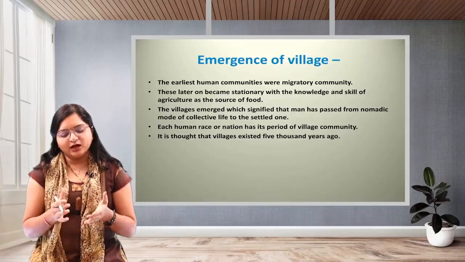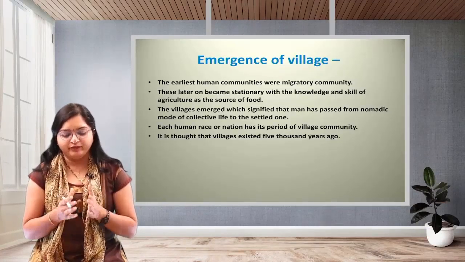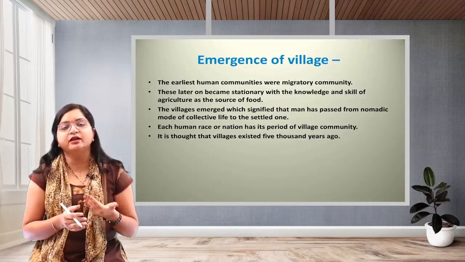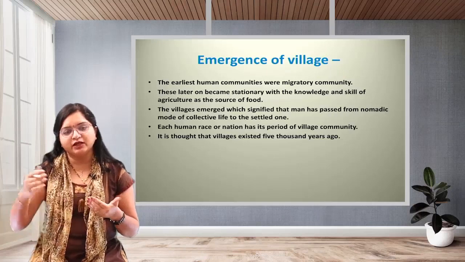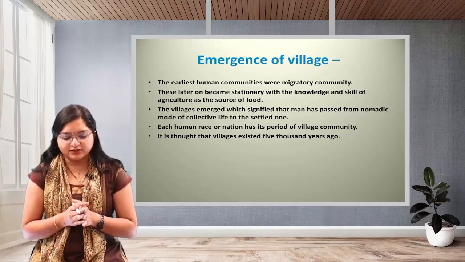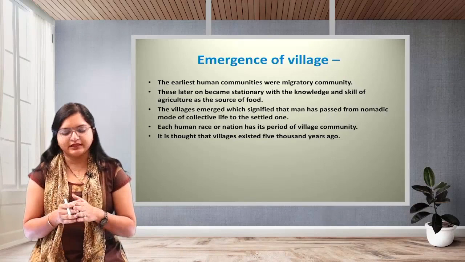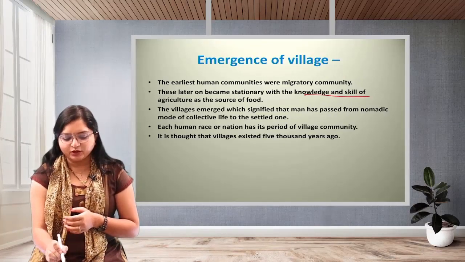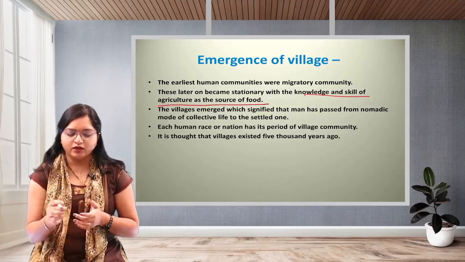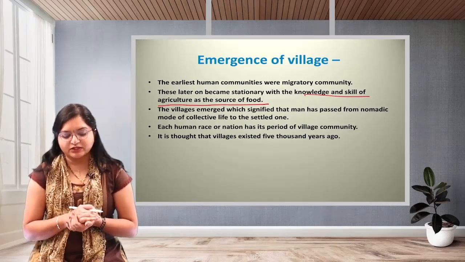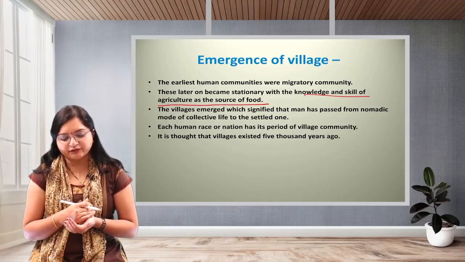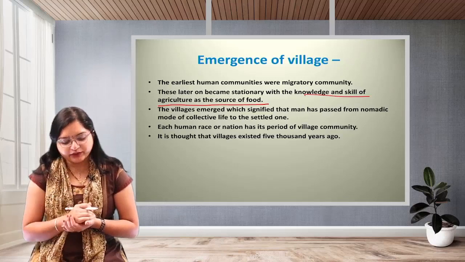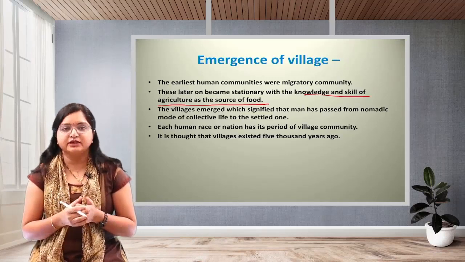So let's see how this emergence has come. Emergence of the village: the earliest human communities were migratory communities. Migratory means moving communities. Later this became stationary, with the knowledge and skill of agriculture as the source of food. The villages emerged, which signified that man has passed from a nomadic mode of collective life to a settled one, and each human race or nation has its period of village community.